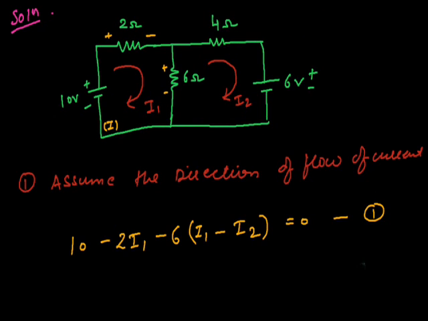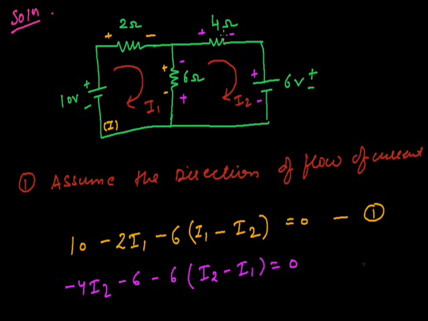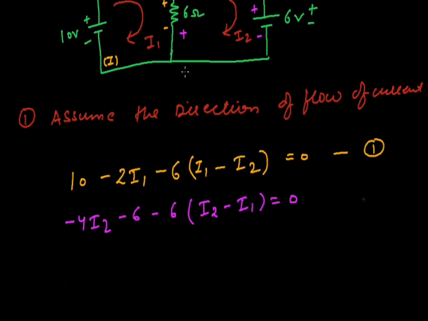Now the equation for the second loop will be minus 4 I2 and minus 6 times (I2 minus I1) is equal to 0. This is the equation for the second loop.